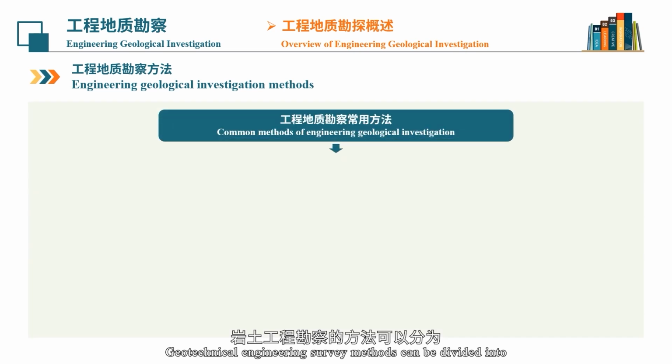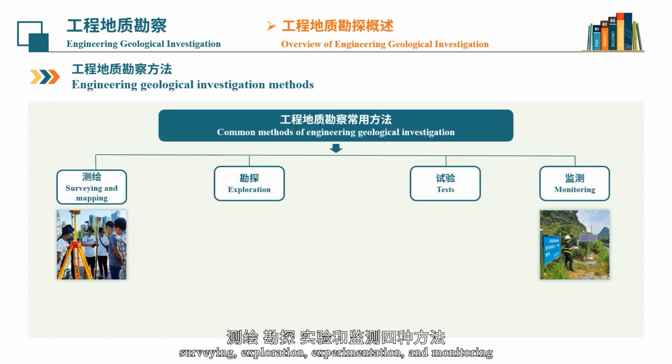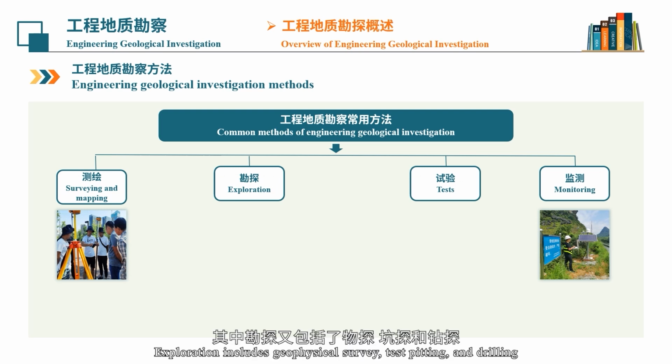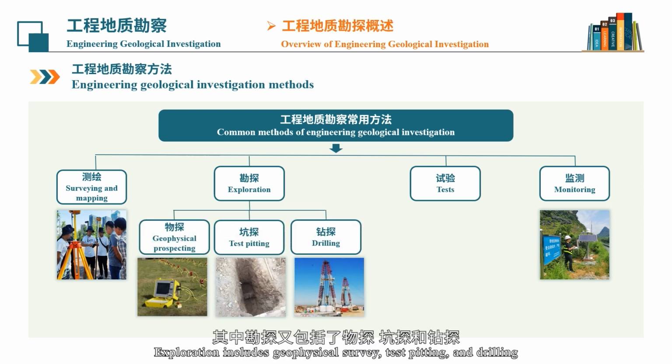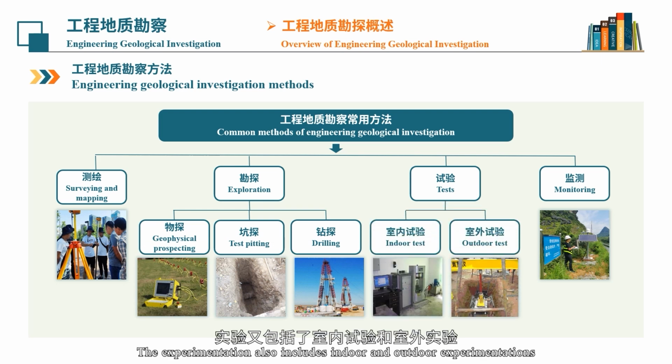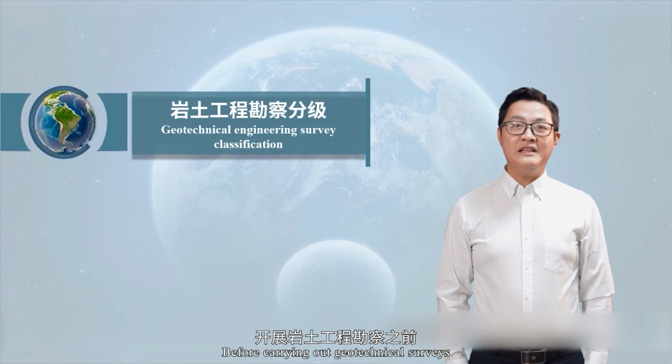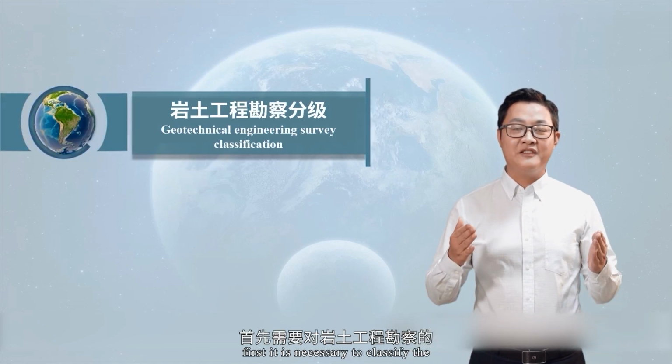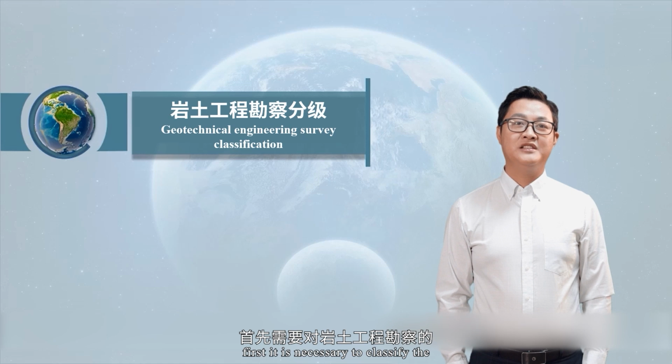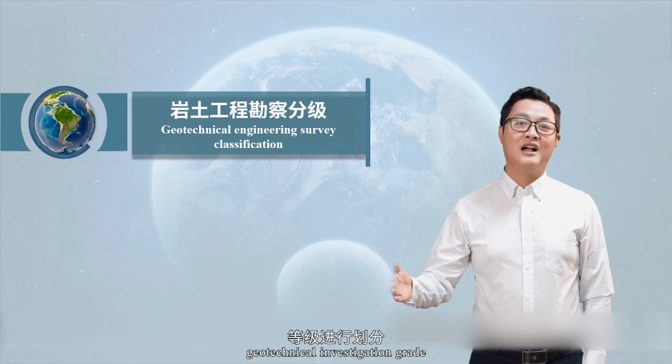Geotechnical engineering survey methods can be divided into surveying, exploration, experimentation, and monitoring. Exploration includes geophysical survey, test pitting, and drilling. The experimentation also includes indoor and outdoor experimentations. Before carrying out geotechnical surveys, first, it is necessary to classify the geotechnical investigation grade.